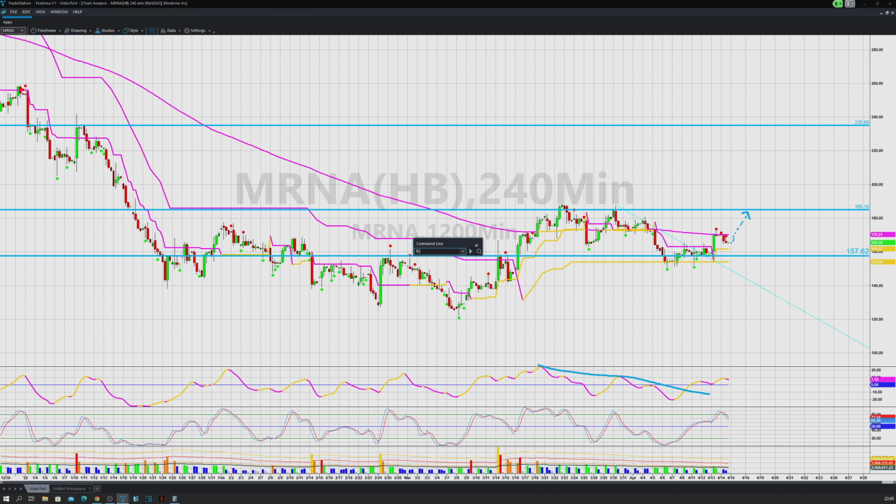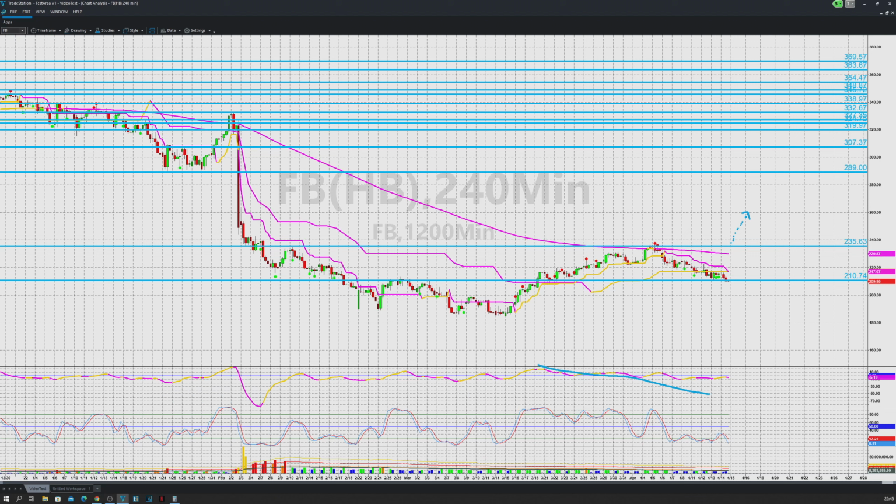Let's go to Facebook. Facebook is interesting. Let me clear. Again, it did the same. Still in. It's below the 200. This is a reversal, but in the longer term it still didn't turn to purple. So I think it will try to bounce again and come back.